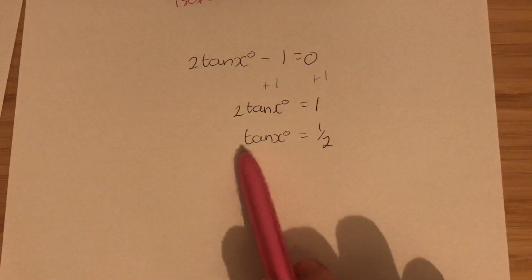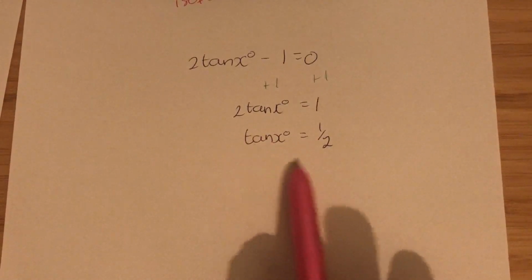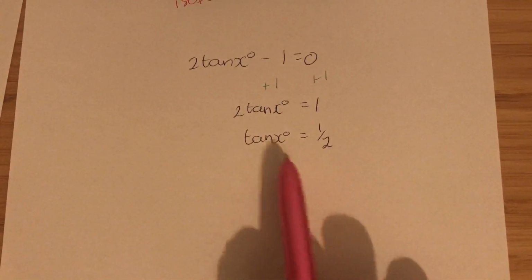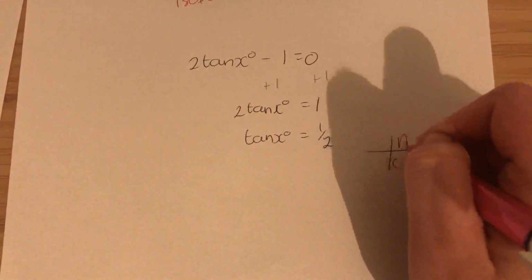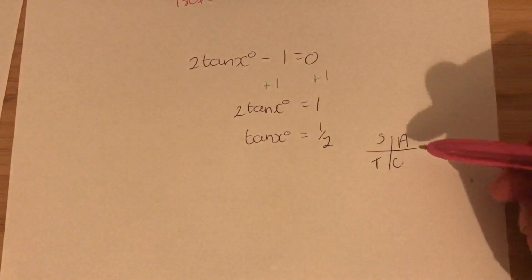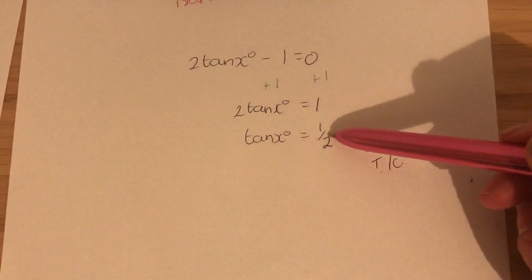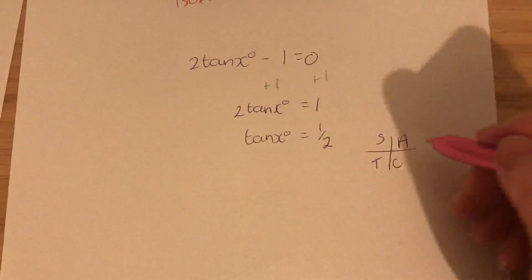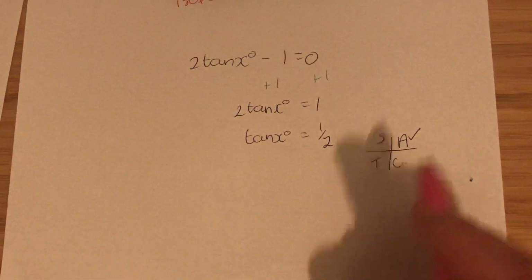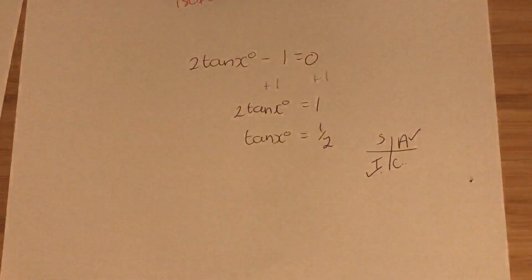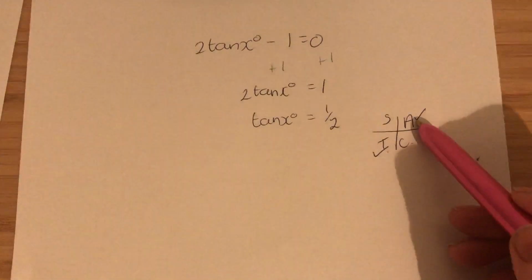Now, once you've got to the point where you have tan x equals something, or sin x or cos x, whichever one you're looking for, that's when you can draw the CAST diagram. Once you've got tan x by itself, we draw our diagram. And we're going to decide which 2 quadrants our solutions are going to lie in. Tan x is positive, because 1/2 is positive, so that means it's going to lie in this one, A, where all of them are positive, and it's going to lie in the one where tan is positive as well, this one down here. So we've got 2 different solutions that we're going to get, one in this quadrant and one here.